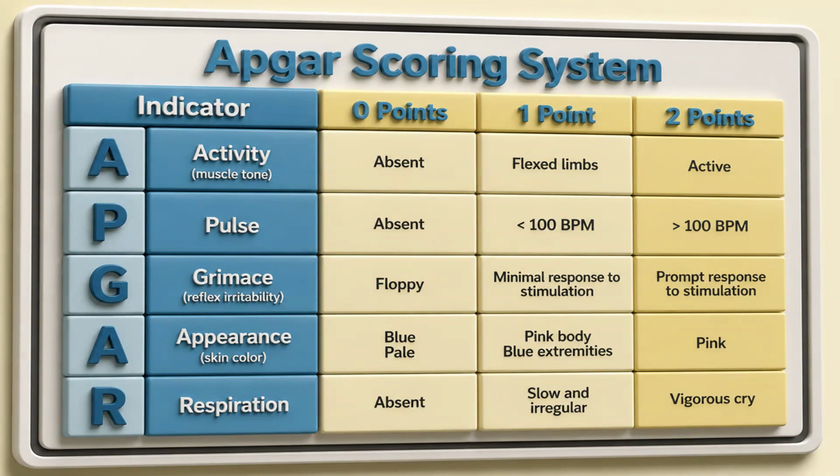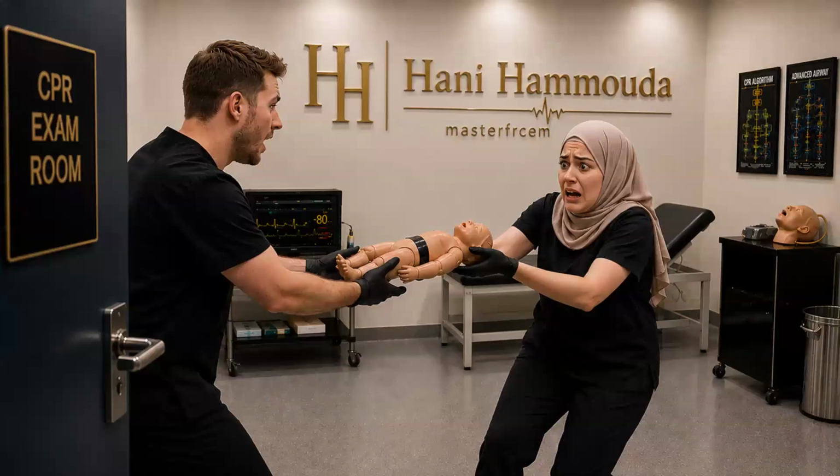Absent activity, absent grimace, absent pulse, absent respiration, and blue appearance. So the baby is flat. So, staff, as we can see the APGAR is very low, we need to activate the neonatology team and we will start the resuscitation. This baby needs neonatal resuscitation. We will open the baby's airway after drying and stimulating, and will give 5 inflation breaths.